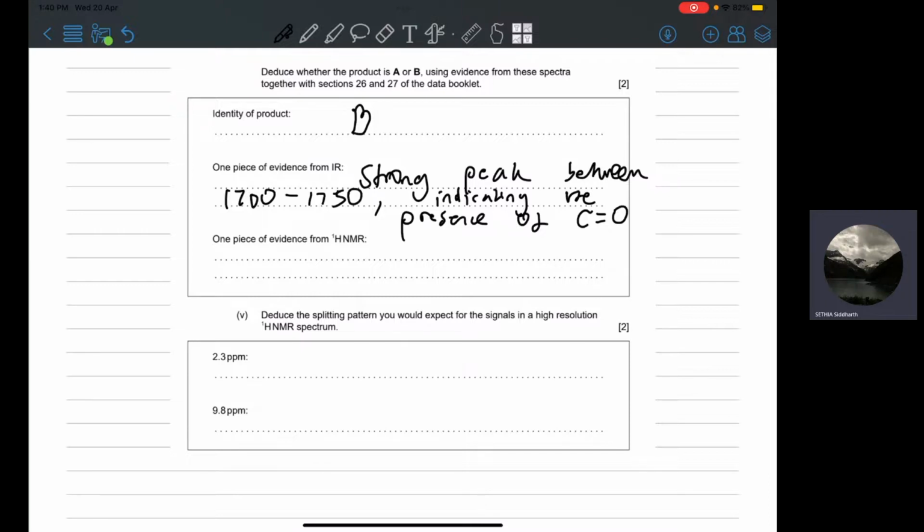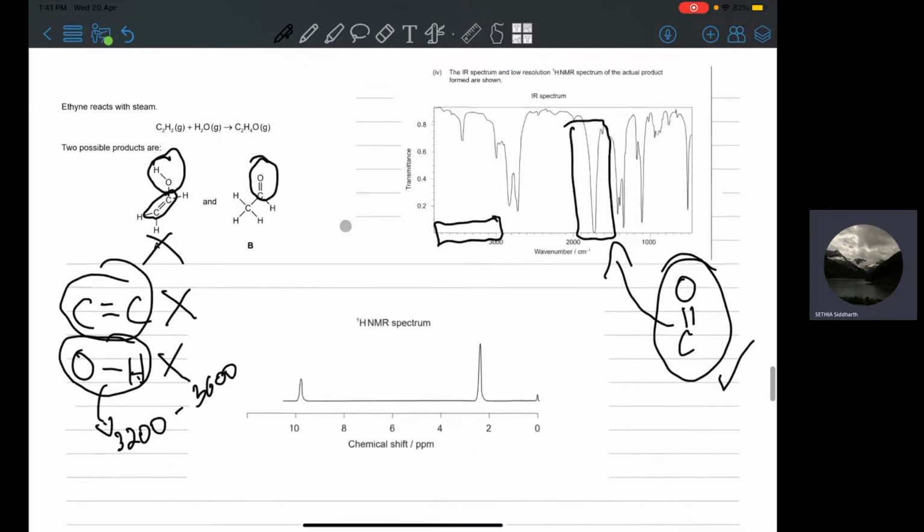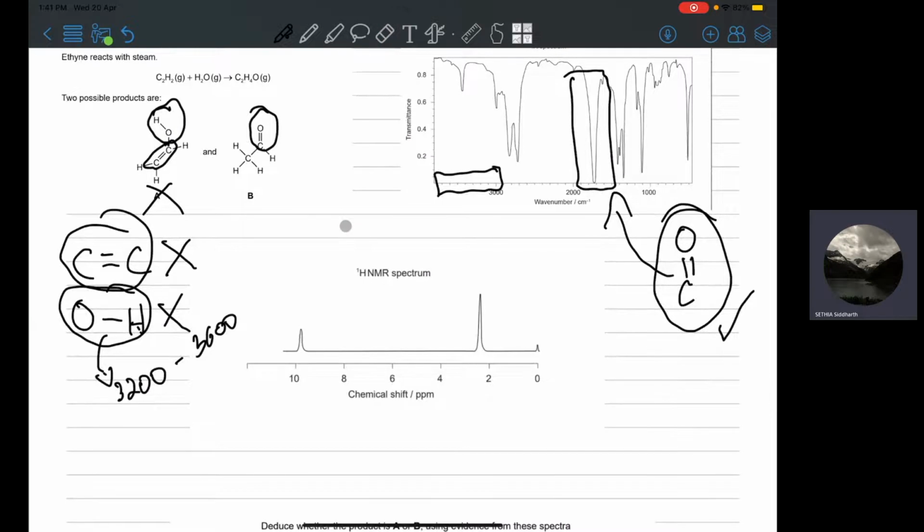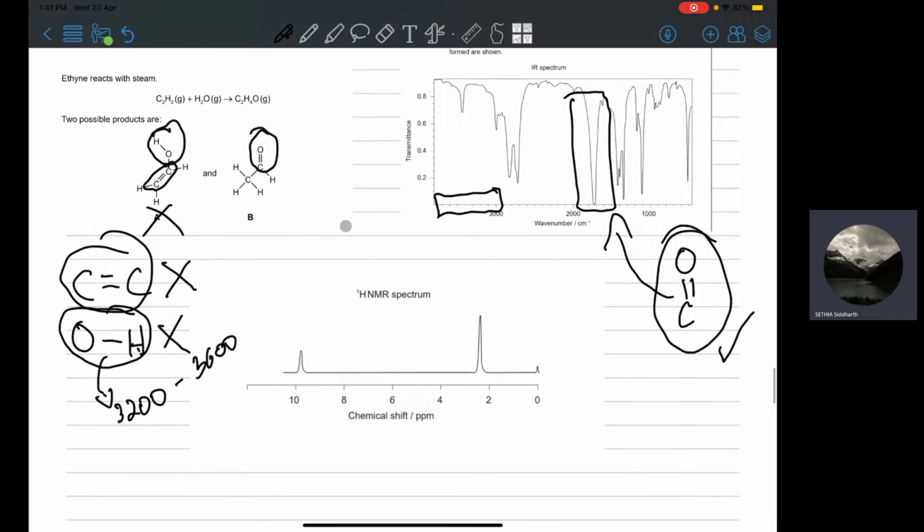Okay. So next part of this question. It says, one piece of evidence that it is compound B from the HNMR spectrum. All right, okay. So in addition to the IR spectrum, they've also given us the HNMR spectrum.